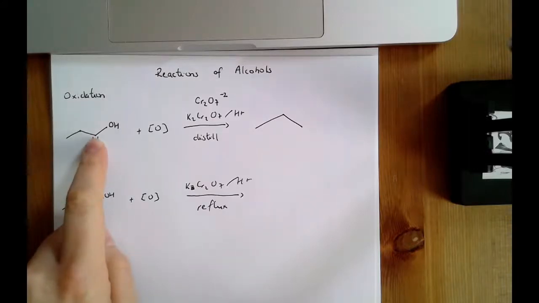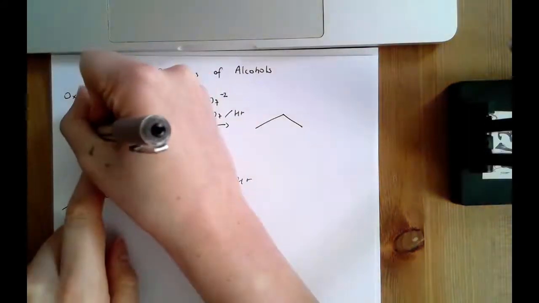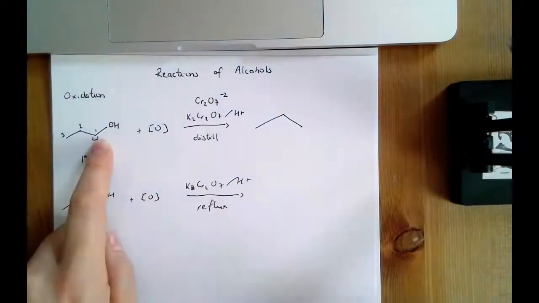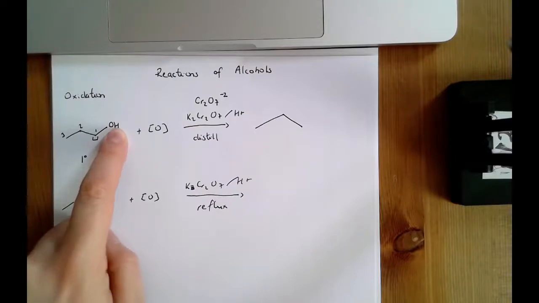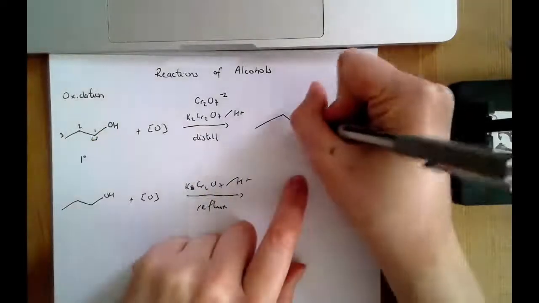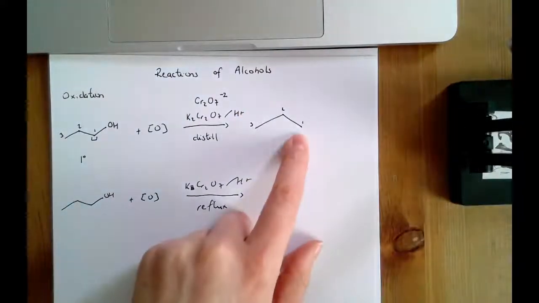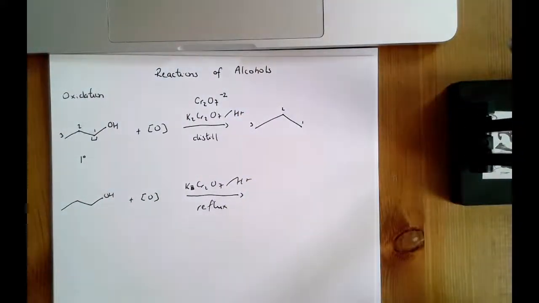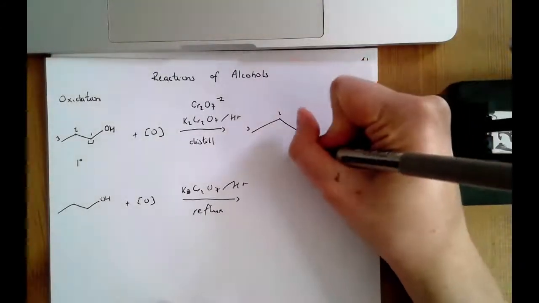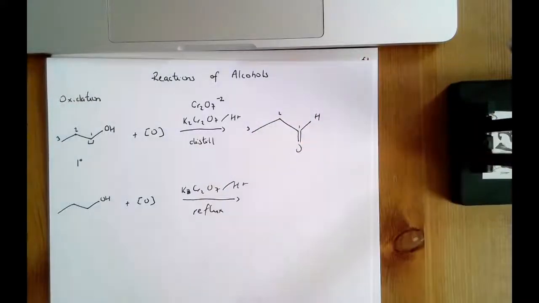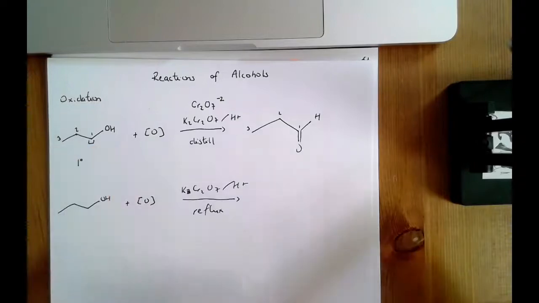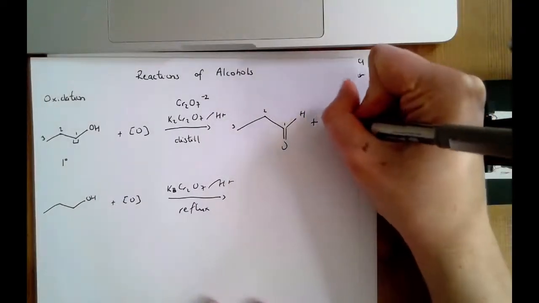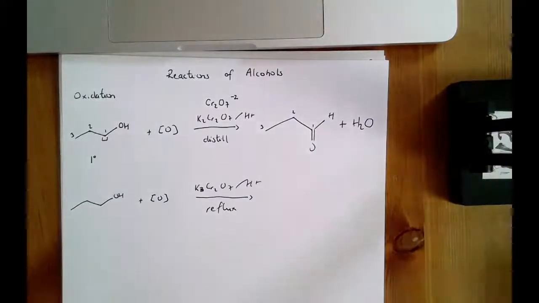In my reactant, I've got an OH on what I'm going to call carbon number 1, so I'm just going to number them as 1, 2, 3. I've got an OH on carbon number 1. It's an alcohol functional group on carbon number 1. Now in my product, instead of having an alcohol functional group on carbon number 1, I need to have an aldehyde functional group on carbon number 1. Aldehydes, double bond oxygen, single bond to a hydrogen. So that is what your product should look like. The other product that you make is water, H2O.